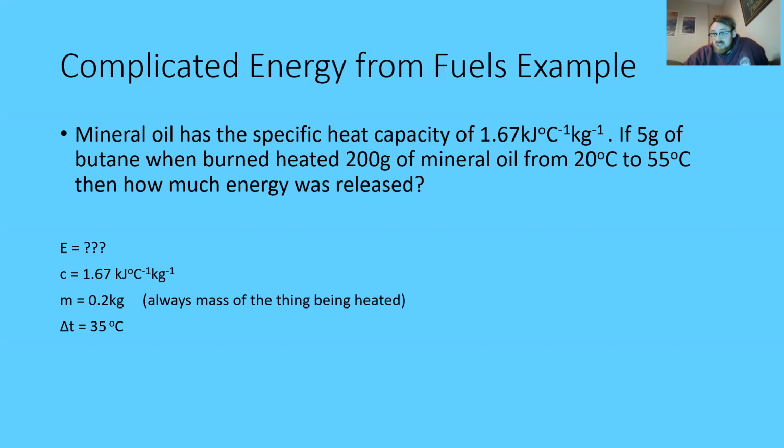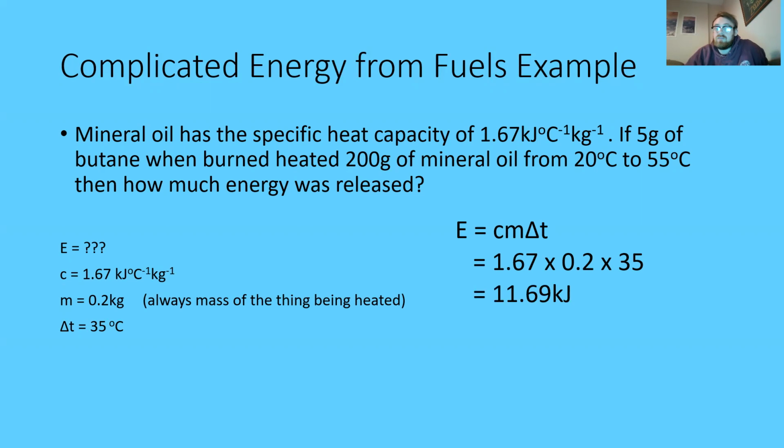Then we just do the calculation as always. Energy equals c m delta T. The only difference is that instead of 4.18, we put 1.67. If you calculate that out, that gives you 11.69 kilojoules, and that's the answer. As I said earlier, these aren't much more difficult than other types of calculations. The only difference is we're not using water, we're using something else. So keep that in mind.